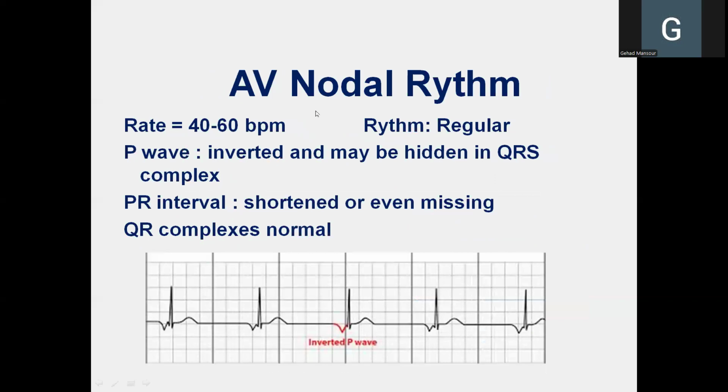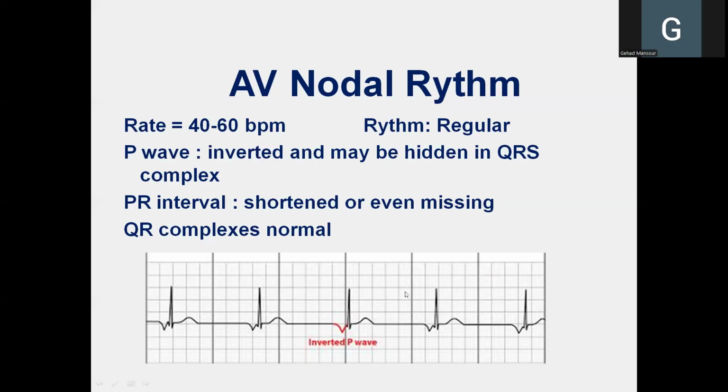The last ECG tracing that we will be discussing is the AV nodal rhythm. The AV nodal rhythm means what? That the SA node has been slowed down by a disease like ischemia, and that the AV node is taking over. Therefore, the AV node will generate electric impulses, and these electric impulses will be spread upward to the atria and downward to the ventricles at a very slow rate, which is 40 to 60 beats per minute. It's a regular heart rate, but very slow.